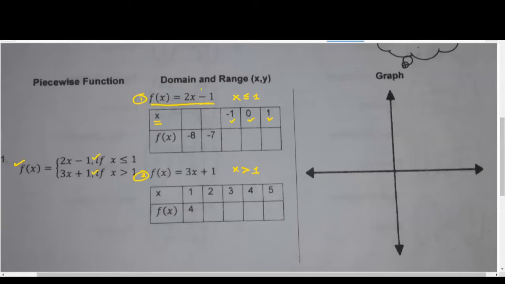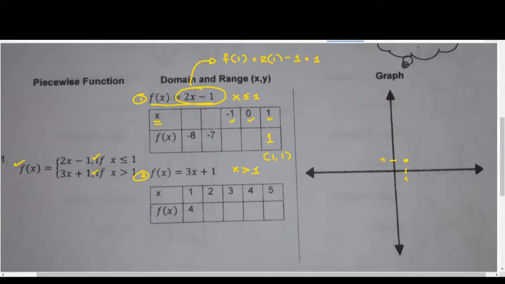I-substitute nyo dito yung x equals 1. So, let's find f of 1. You're going to have 2 times 1 minus 1. And what do you get? 2 times 1, it's 2. Minus 1, it is 1. So makukumpleto natin yung table dito. 1, 1. Isang ordered pair na yan. Pwede nyo nang i-plot dito. Nasan ba yun? 1, 1. Ito yung 1 sa x-axis, 1 sa y-axis. So ito yung point na yon. Meron na tayo isang point.